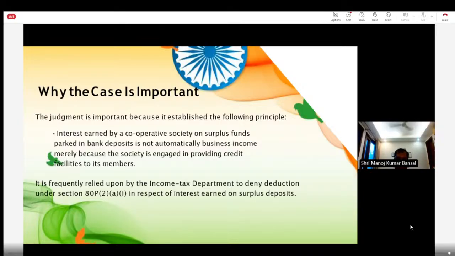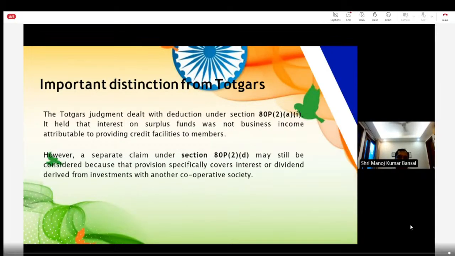from other sources. It is frequently relied on by the income tax department to deny deductions under Section 80P2 in respect of interest earned on surplus funds. The Totgar judgment dealt with deduction under Section 80P2A1. It held that interest on surplus funds was not business income attributable to providing credit facilities to members. However, a separate claim under Section 80P2D may still be considered because that provision specifically covers interest on dividend derived from investment with other cooperative societies.